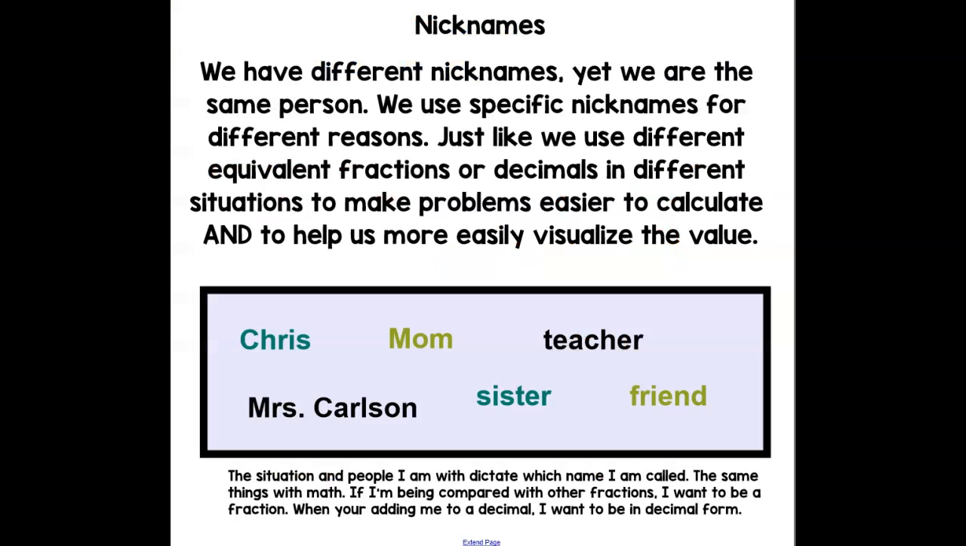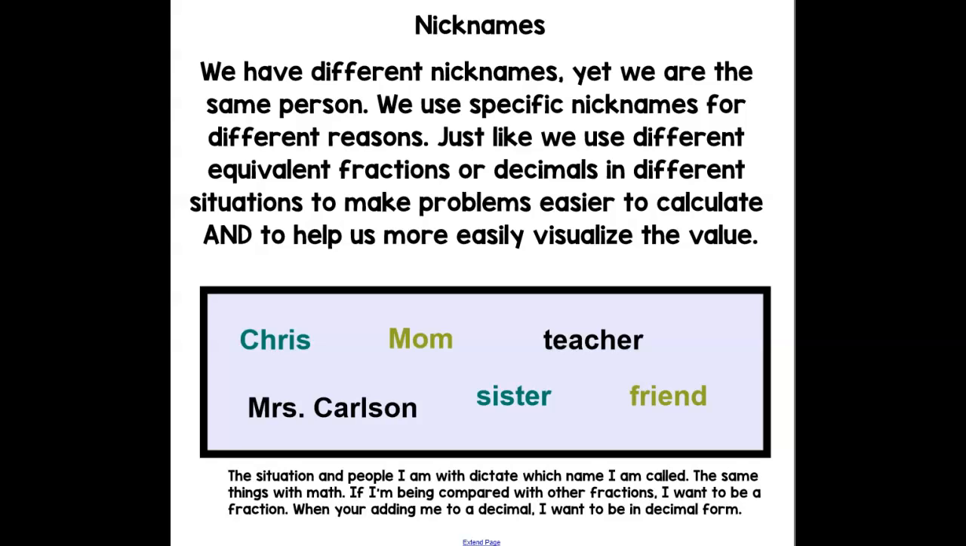So remember, we've talked about having different nicknames. All of us might have a nickname that someone in our family calls us, or maybe on a sports team. Even though we have a nickname, we're really the same person, and we use specific nicknames for different reasons, just like we use different equivalent fractions and decimals for different situations. The whole idea is that we want to be able to go back and forth between them so that we can figure out the one that's going to make the problem easiest to solve or visualize.